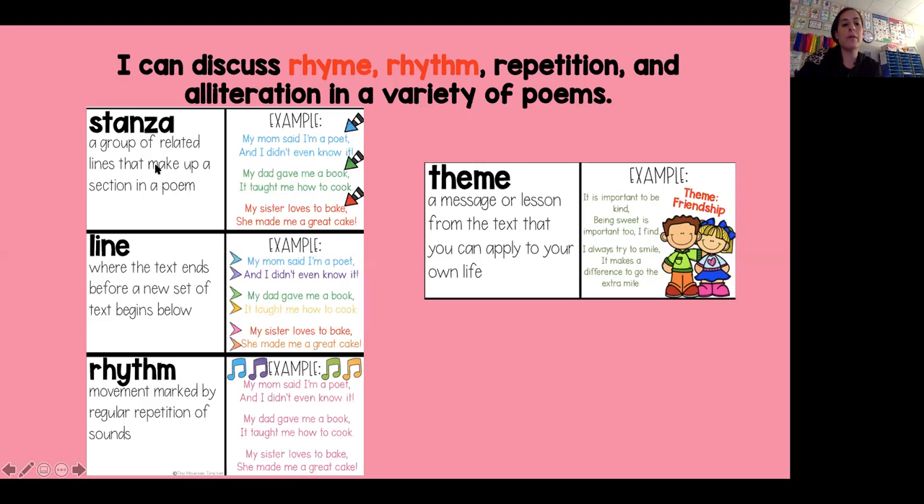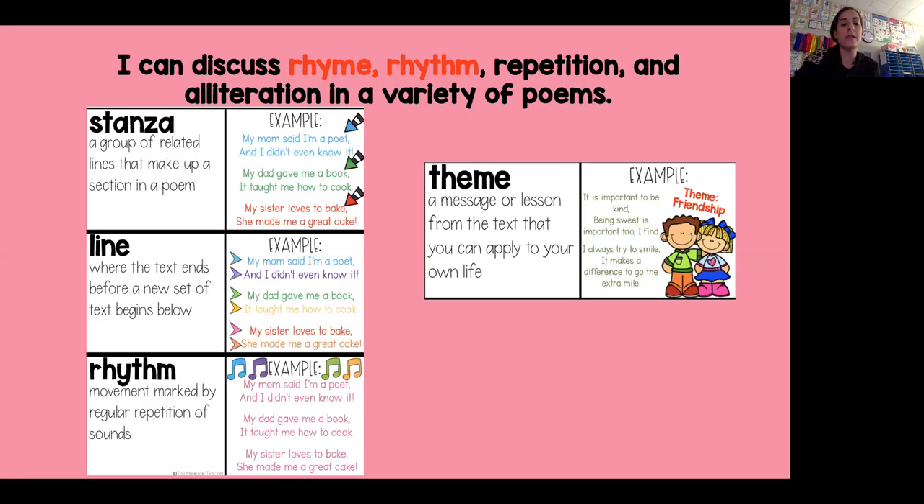So when we look at poems, poetry is all different types of ways that people express themselves. You might see different stanzas, lines, and they all have rhythm. So we're going to start with stanza. Can you say stanza? Good. A stanza is a group of related lines that make up a section in a poem. Sometimes when we read a poem, we might see 2 lines and then a white space, 2 lines, a white space, 2 lines. Those are called stanzas. So when you see a group of lines together, and then there's a space, and then there's another group of lines, those are called stanzas.